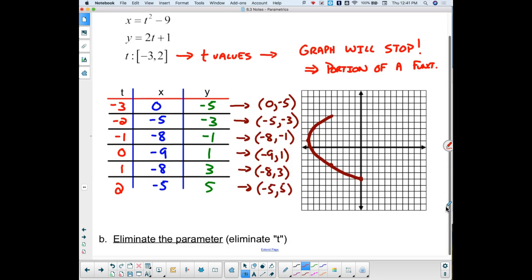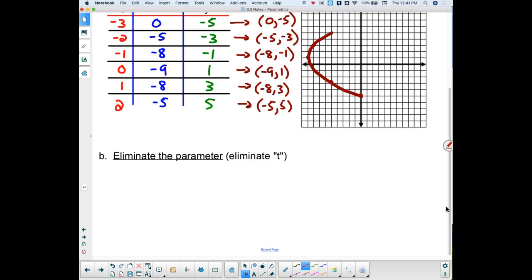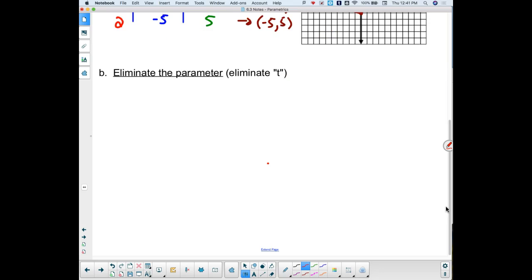Now, mathematically, I can take my parametric function and I can do something called eliminate the parameter with it. When I say eliminate the parameter, I want to get rid of t. So my original function again was x equals t squared minus 9 and y equals 2t plus 1.